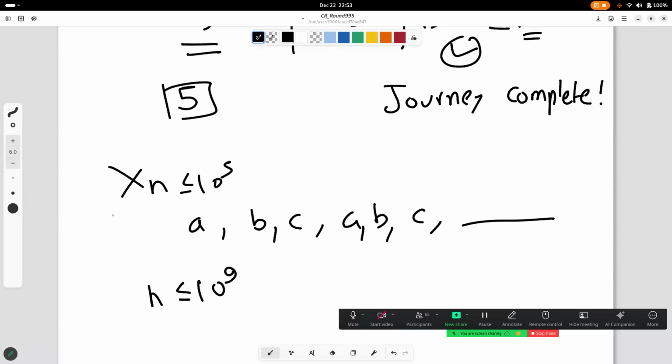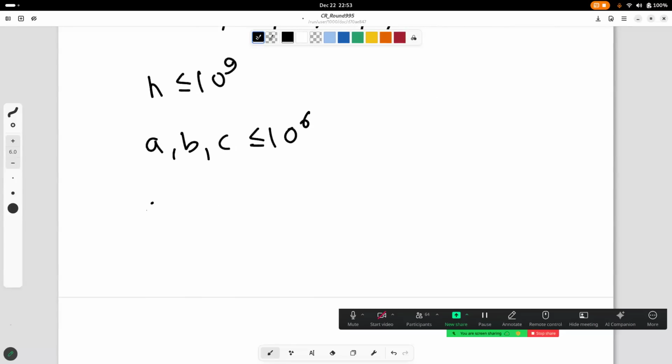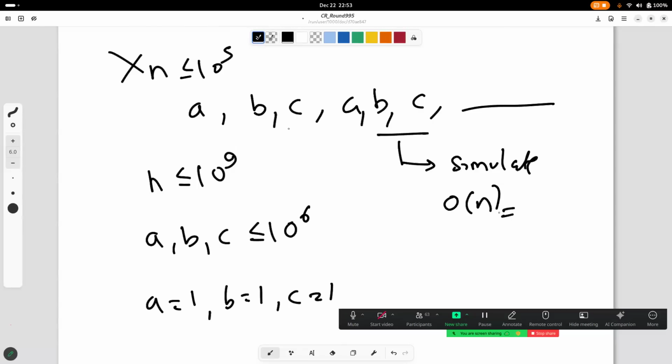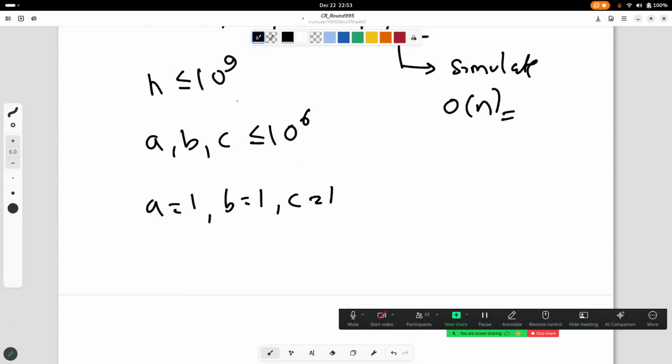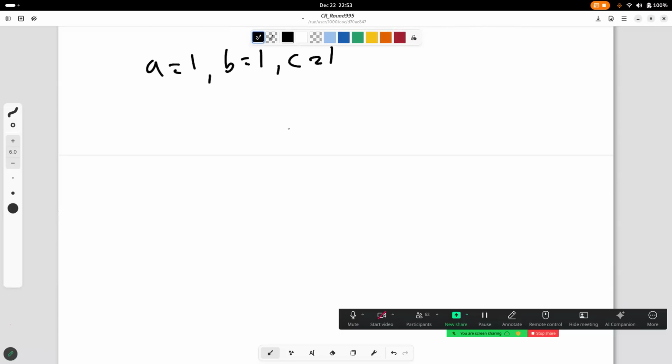So n is not up to 10 power 5, n is up to 10 power 9, and A, B, C can be up to 10 raised to the power 6. In the worst case where A equals 1, B equals 1, and C equals 1, if you try to simulate it by brute force, that would go to big O of n in the worst case, and n is up to 10 power 9, so that won't work. So we'd have to figure out some smarter way.